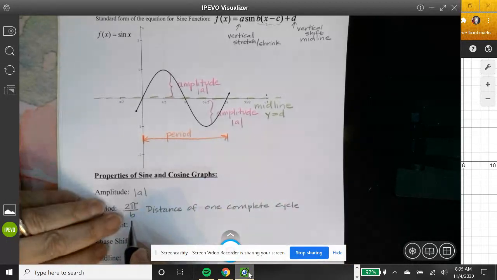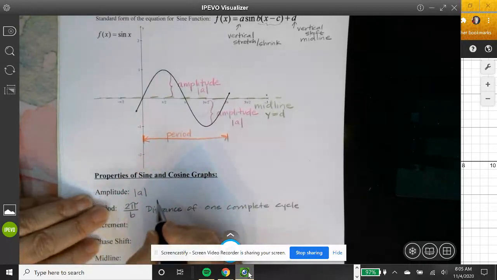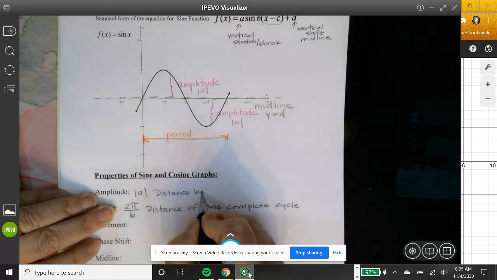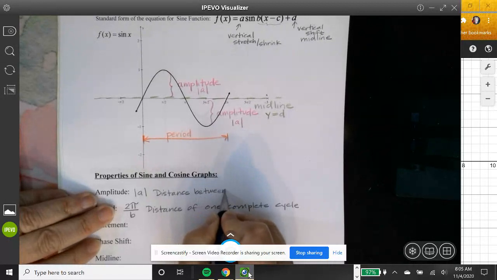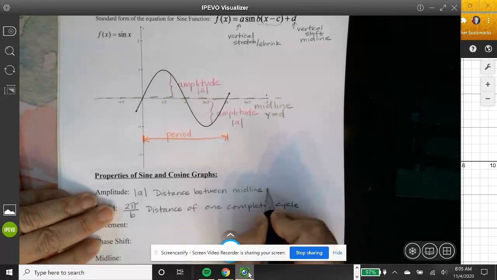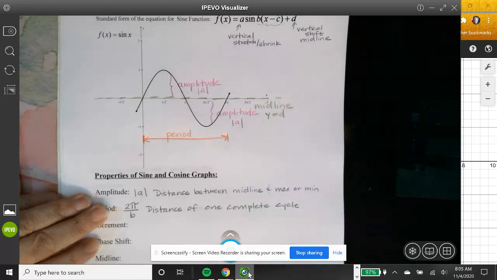And if B is 1, it's going to be one time around the unit circle, okay? And then the amplitude, as I mentioned earlier, is the distance between the midline and the max or min of the curve, okay?